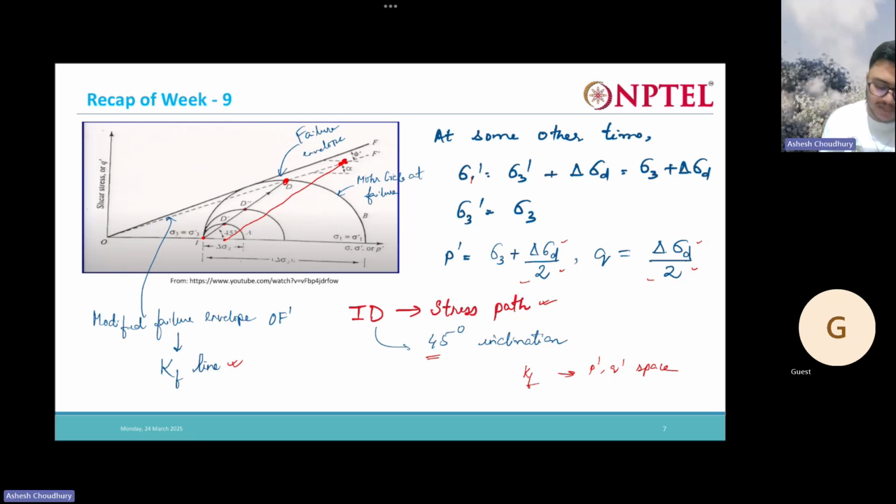Now, over that P prime Q prime space, if you want to plot the tau sigma space, that is the Mohr circle space, you can also draw the Mohr circles. So here the Mohr circles are also drawn. With that, you can see that OF is the actual failure envelope, and OF dash is the modified failure envelope that we get from the stress path. Now, if the inclination of the modified failure envelope is alpha, from alpha we can actually get the phi value.